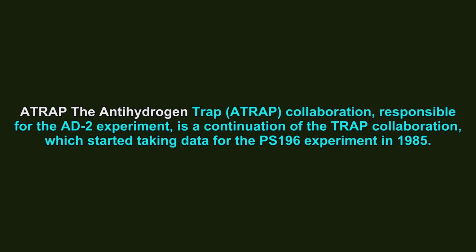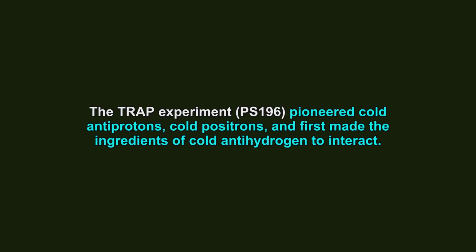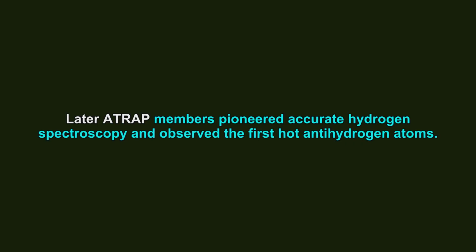ATRAP, the antihydrogen trap collaboration responsible for the AD2 experiment, is a continuation of the TRAP collaboration, which started taking data for the PS196 experiment in 1985. The TRAP experiment, PS196, pioneered cold antiprotons, cold positrons, and first made the ingredients of cold antihydrogen interact. Later, ATRAP members pioneered accurate hydrogen spectroscopy and observed the first hot antihydrogen atoms.